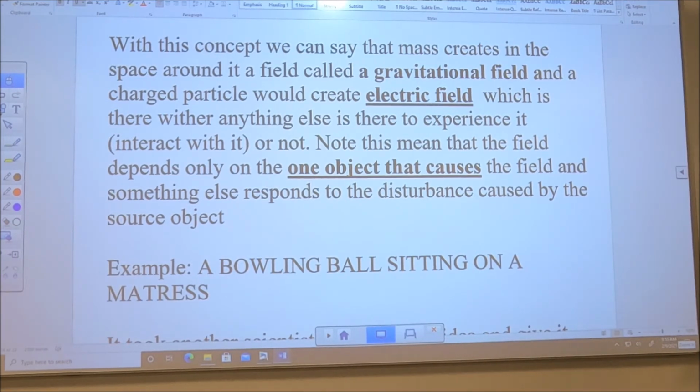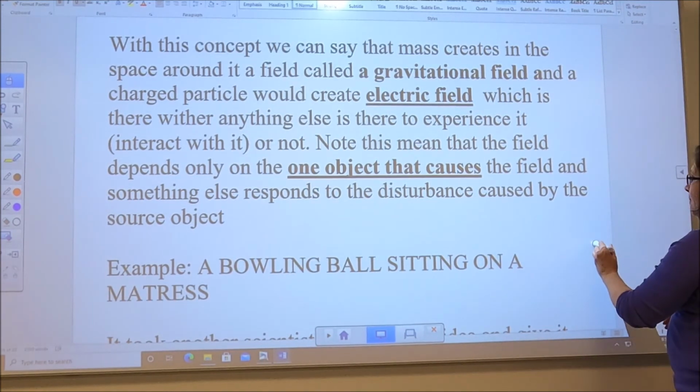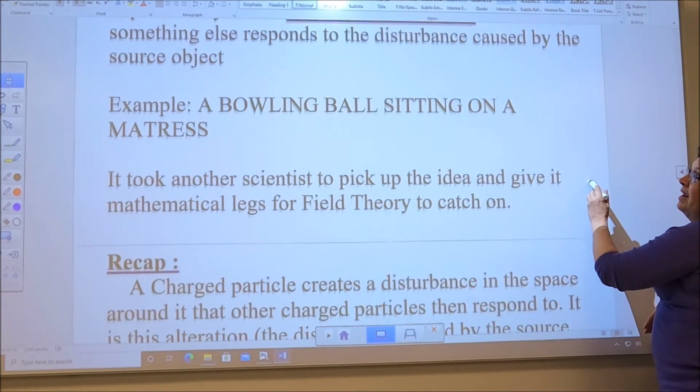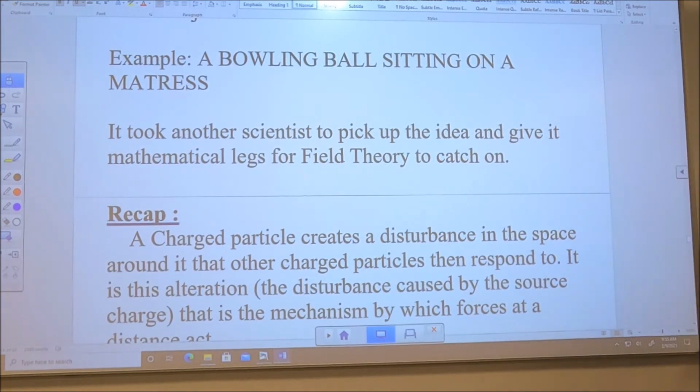Note, this means that the field depends on the one object that causes the field, and something else is going to respond to that disturbance caused by that source object. Think about a bowling ball sitting on a mattress. When we sit a bowling ball on a mattress, it's going to deform the surface of the mattress. So if I put other smaller balls on the mattress, they're going to roll toward the bowling ball. That's kind of how you can think about a field.